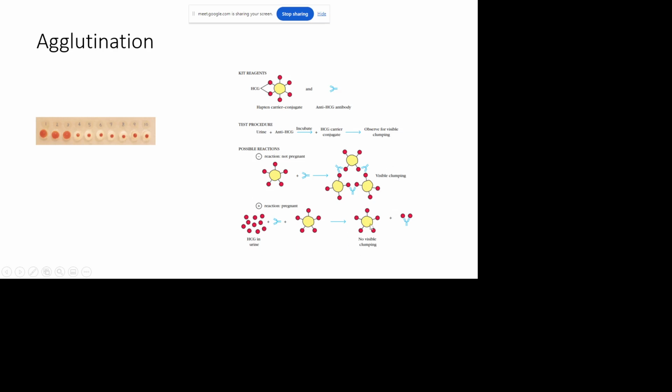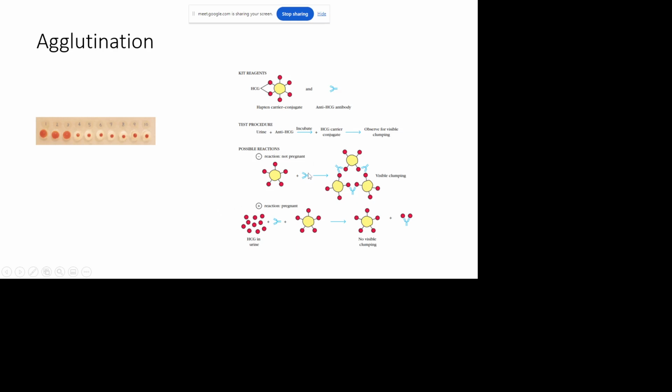So in this case, you will not get any cross link, you will not get any visible clumping, right? So if you are not getting any clump, that means the sample is positive, and if you are getting a clumping, visible clumping, then the sample is negative. So again, the thing is about the competition. If there will be no available free antibody, then there will be no cross linking, no clumping. So the sample will be positive.